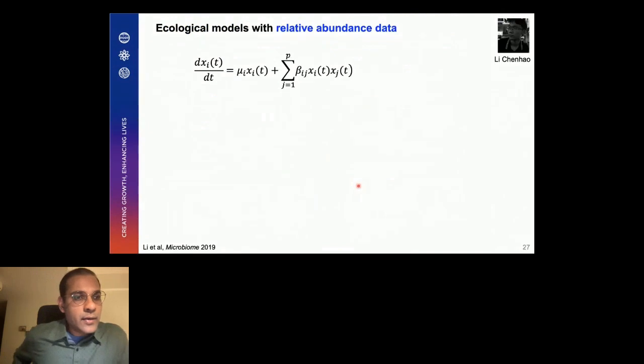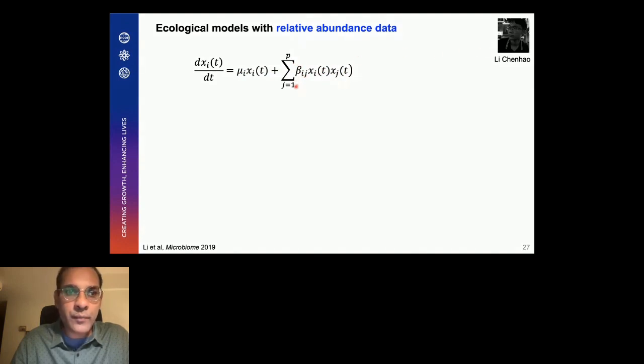So the first method, which we call BEAM, is to be able to infer an ecological model of microbiome dynamics. It's based on classical Lotka-Volterra models, in this case a generalized Lotka-Volterra model, where the rate of change of abundance of species i, which is dx_i/dt, is a function of the abundance of species i at time point t, multiplied by a growth rate parameter mu_i, plus a whole set of interaction terms for species i and species j, so x_i(t) times x_j(t), with an interaction term beta_ij.